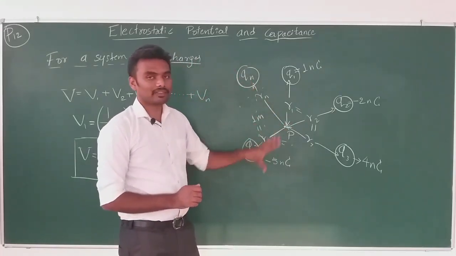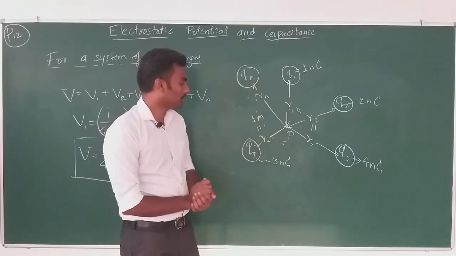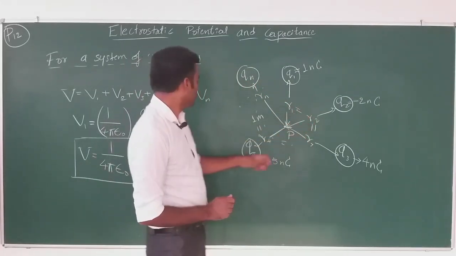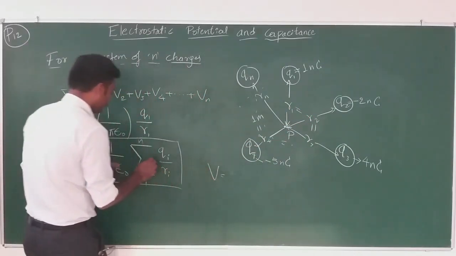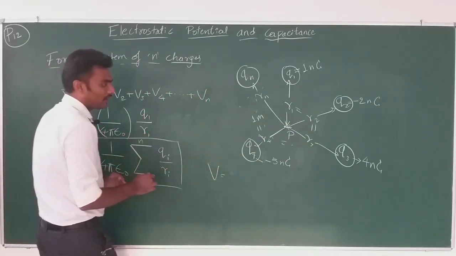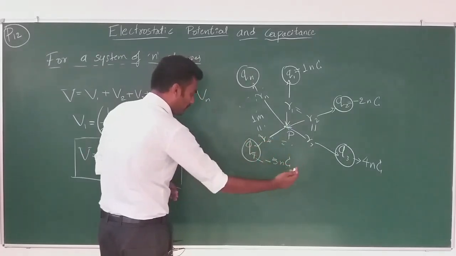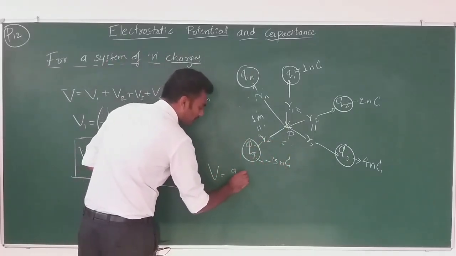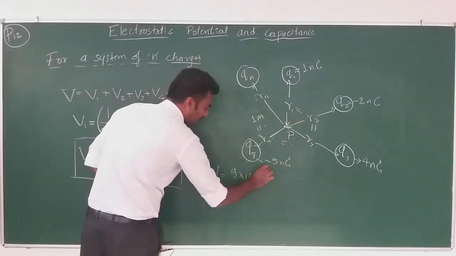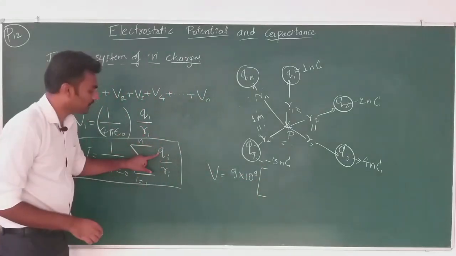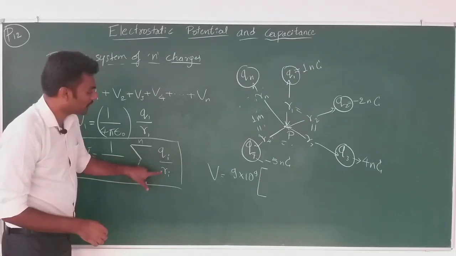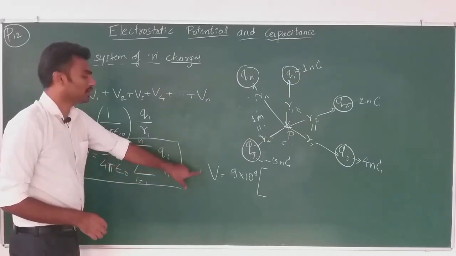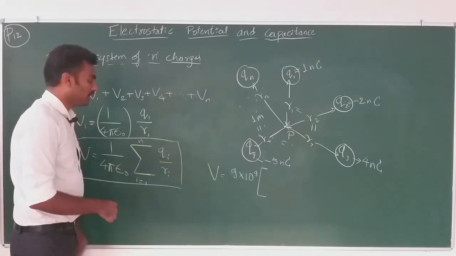Now only 4 charges are present: Q1, Q2, Q3 and Q4. If I put all these values in, net potential V is equal to 1 by 4 pi epsilon naught Q1 by R1. 1 by 4 pi epsilon naught is common for all of them, which is 9 into 10 to the power of 9. I will take that out. What is left inside is the summation of Qi by Ri, which is Q1 by R1 plus Q2 by R2 plus Q3 by R3 plus Q4 by R4.